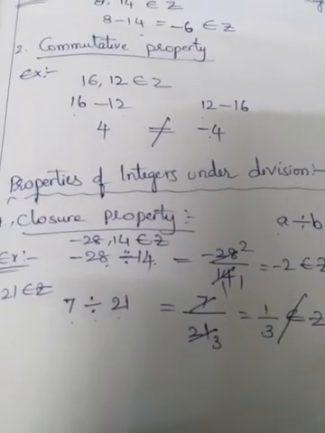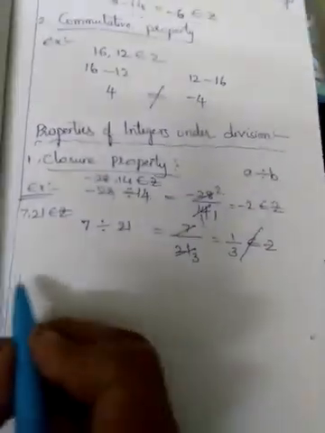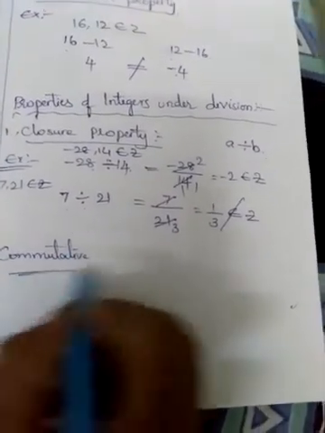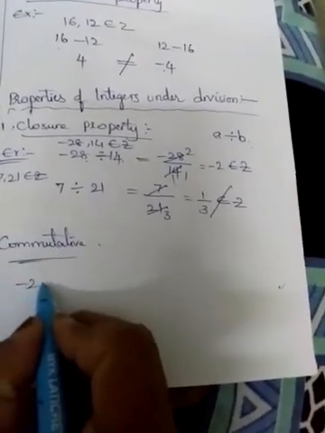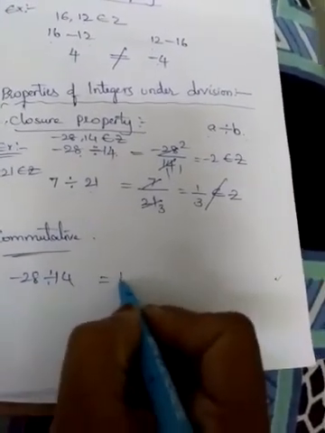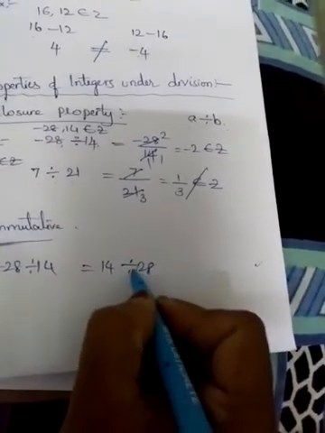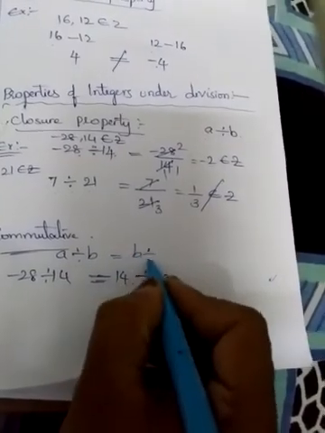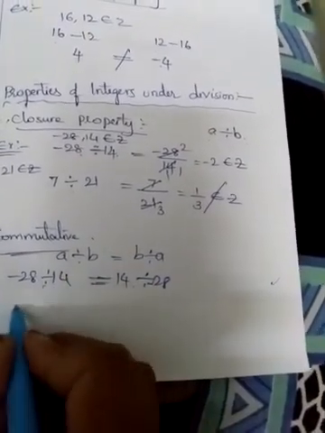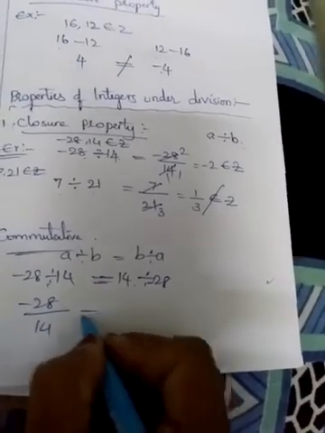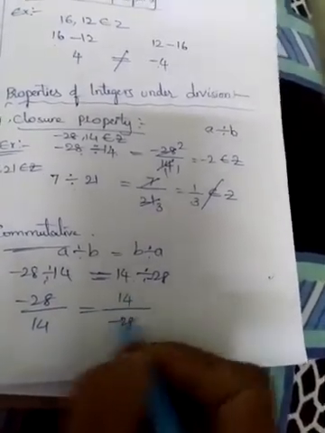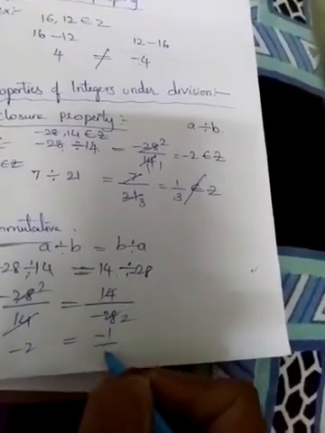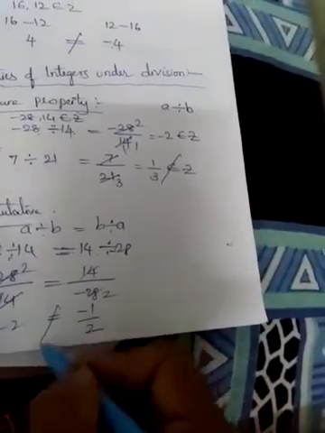Then, closure property not satisfied means commutative is also not satisfied. Shall we check once? Madam is saying directly. Commutative: here I am taking minus 28 divided by 14, which must equal 14 divided by minus 28. If these two are equal, then a divided by b equals b divided by a. Minus 28 by 14: 14 twos are 28, so minus 2. But 14 by minus 28 is minus 1 by 2. Both are not equal.